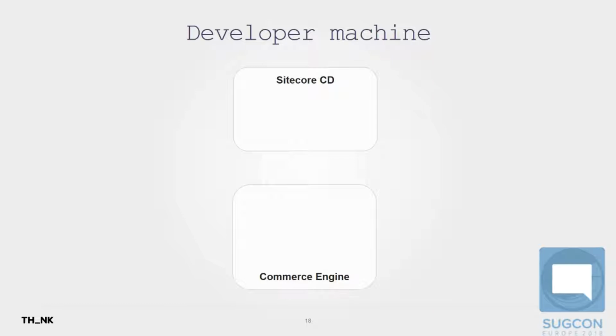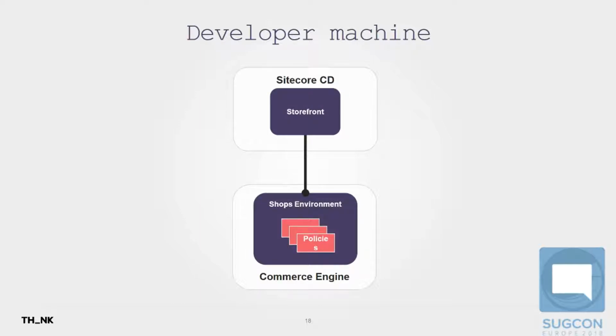So when you install Sitecore Commerce 9, a typical developer machine looks like this. You've got the CD server, and then you set up some shop environment. This diagram is not very accurate; it's basically multiples of them. So you've got Sitecore CD, which contains the XSS storefront, and you've got the shop environments, which contain some policy and the commerce engine. But there are a few multiple roles, like the shop role, authoring role, and so on.